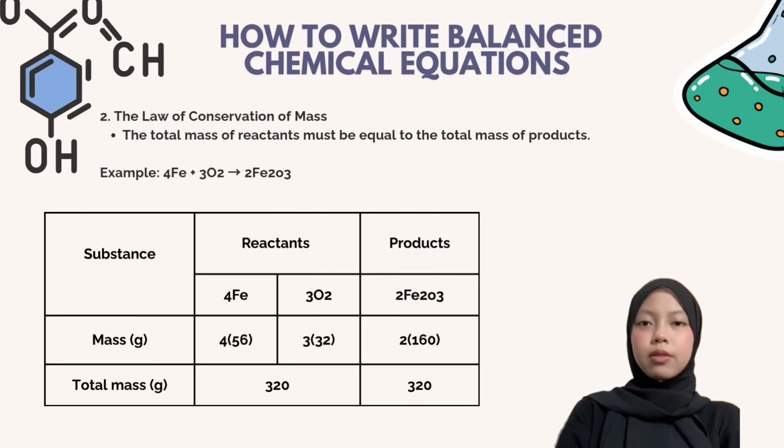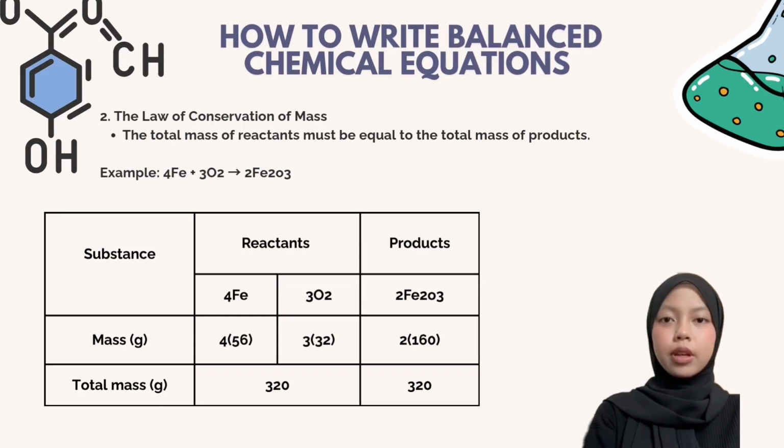Now, using the law of conservation of mass, the total mass of reactants must be equal to the total mass of products. For example, 4 moles of iron react with 3 moles of oxygen to produce 2 moles of iron trioxide. Both reactants and products have the same mass.